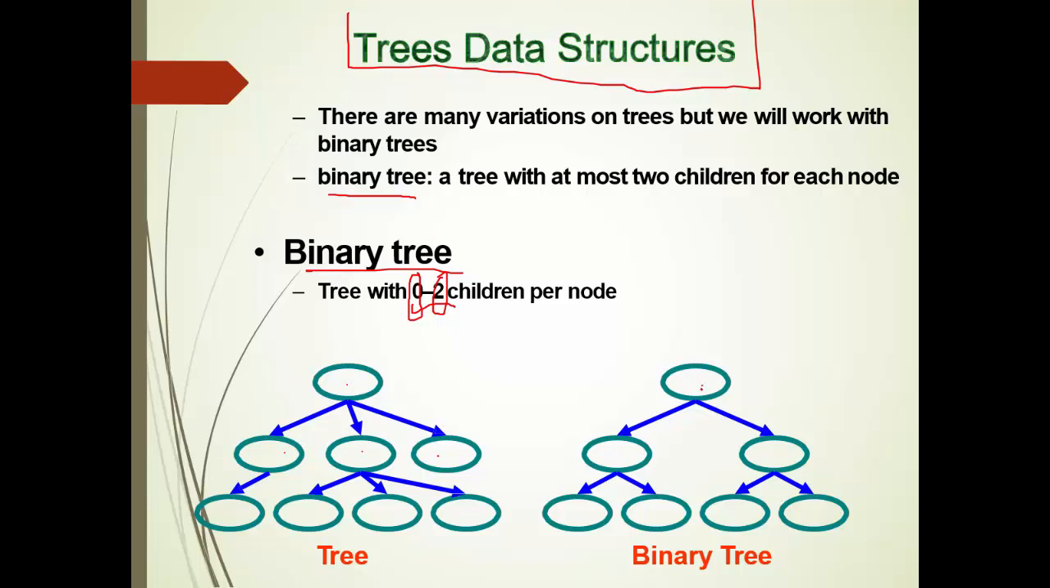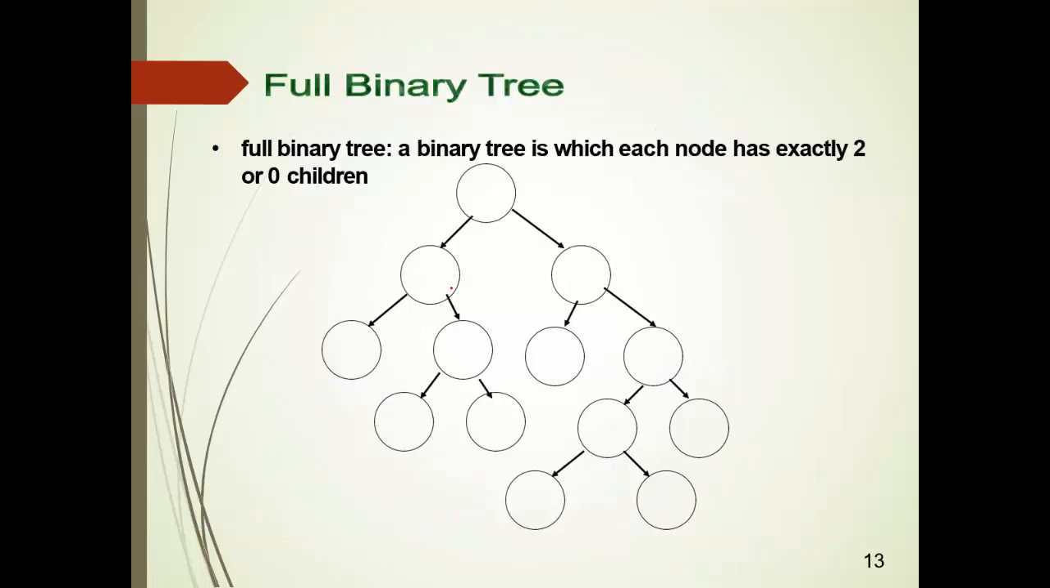Is this a binary tree? 1, 2 children? Yes. This one also 2 children. This one also 2 children. This 0 child, 0 child, 0 child, 0 child. So we are having only 2 and 0. So it means then it is a binary tree.